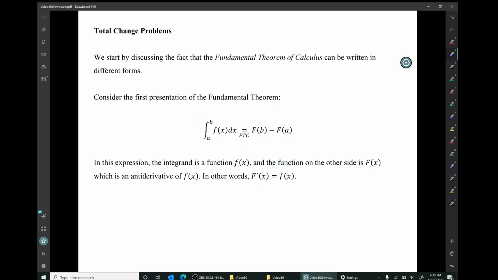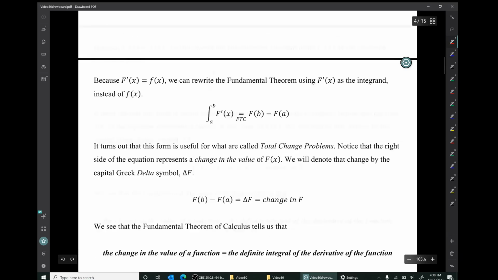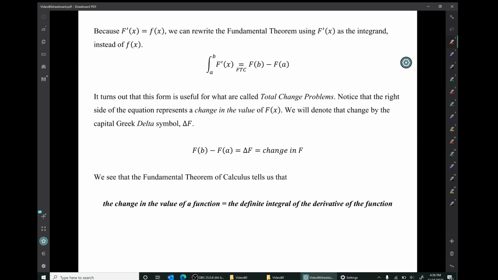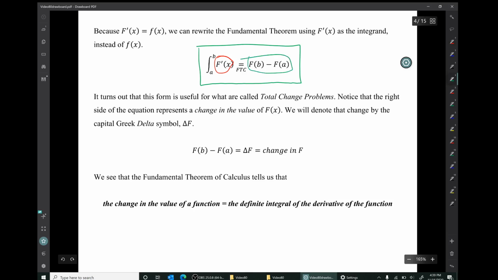Well, we could replace this little f with capital F prime in that integral symbol. If we do that, then we get a new version of the fundamental theorem of calculus. It's this version. The integral of the derivative, capital F prime, is equal to the change in capital F. It turns out that this form is useful for what's called total change problems.